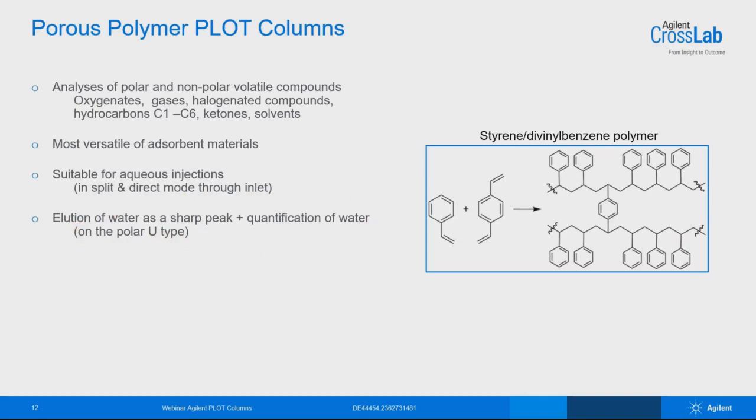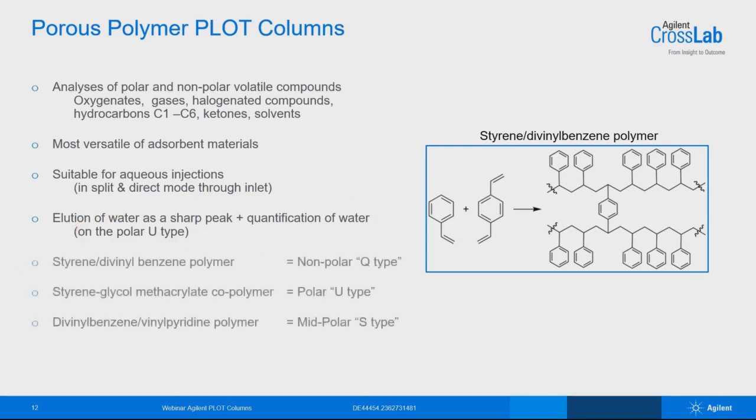There are three versions. The Q-type is the most apolar one and is based on a styrene DVB polymer. And there's the polar U-type, based on a styrene glycol methacrylate copolymer. Then there's also a mid-polar S-type, but that is actually hardly ever used.